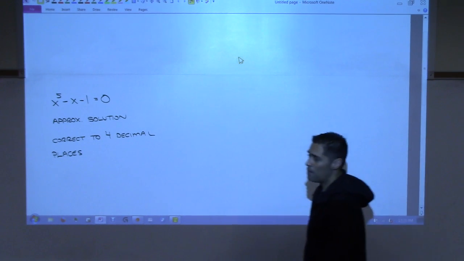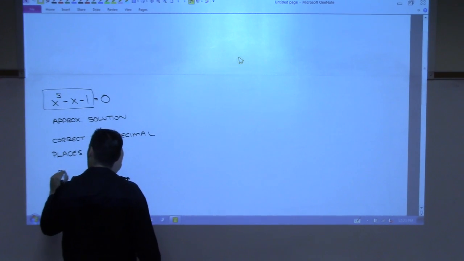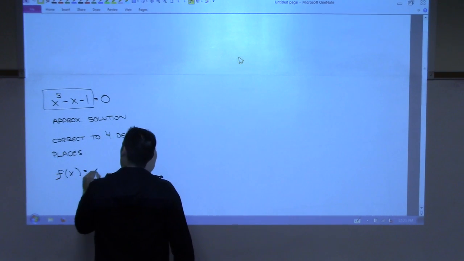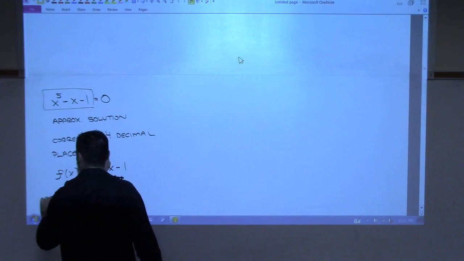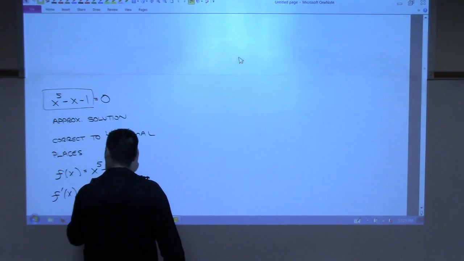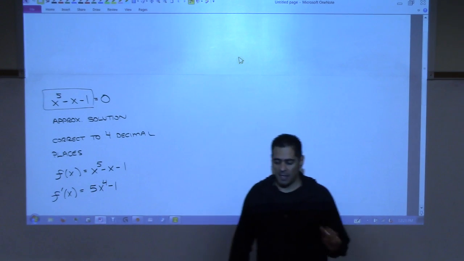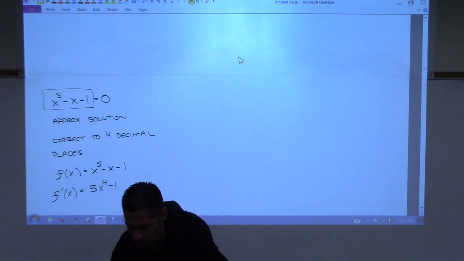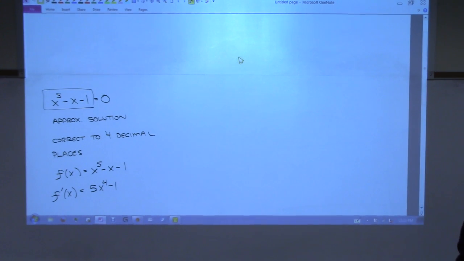So we start by defining the left side of this to be f. And then we're going to need its derivative, aren't we? 5x to the fourth minus 1. Now we do need a calculator to do this, okay? Newton's method is highly computational, so I'm going to use my calculator today.